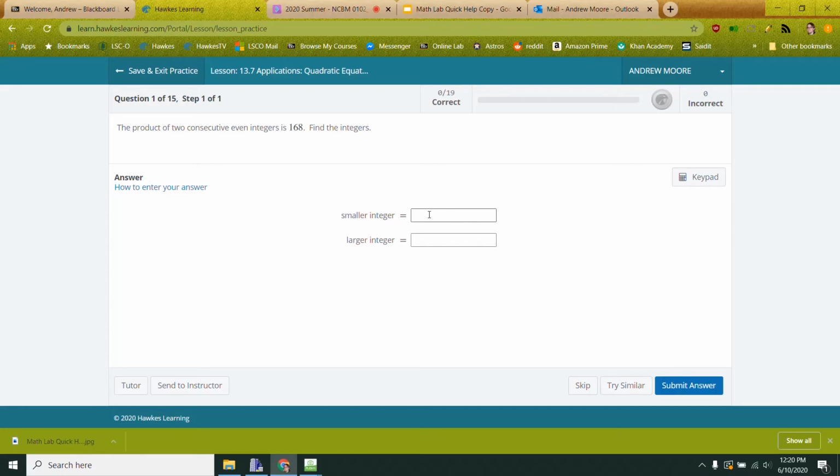Actually, it didn't say positive. We could have used the negative 14 as our first one, and if we added 2 to it, it would be negative 12. So you can imagine that it would work both ways. Most people just like to use the positives.